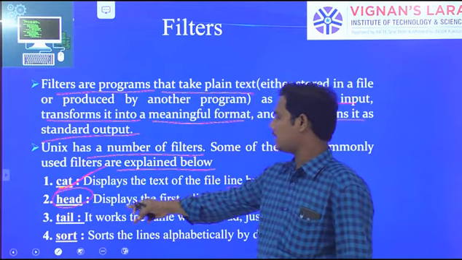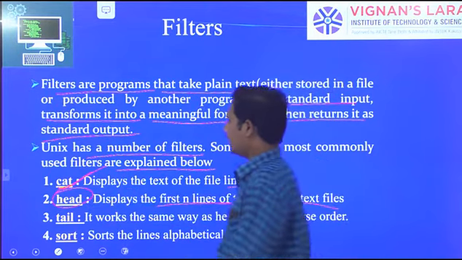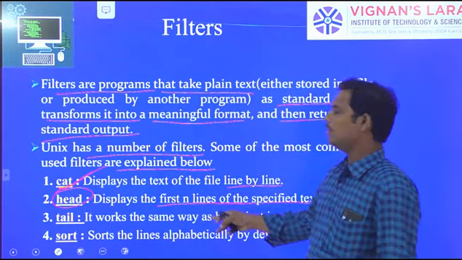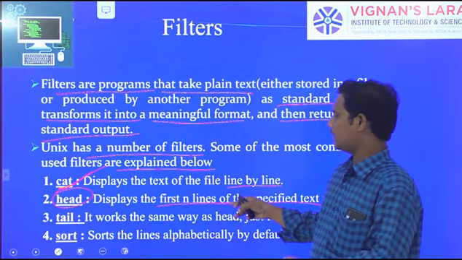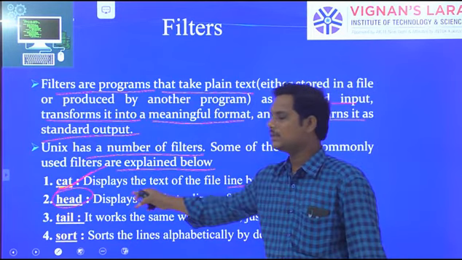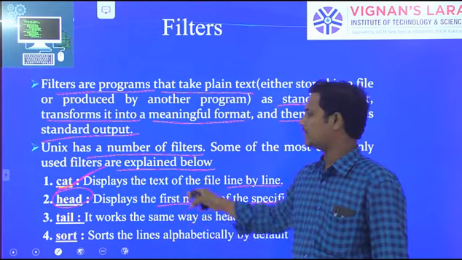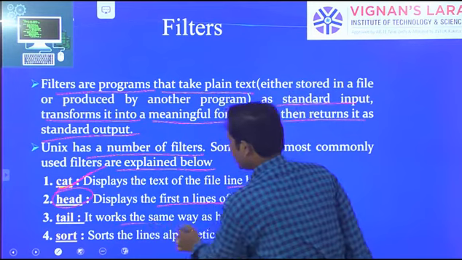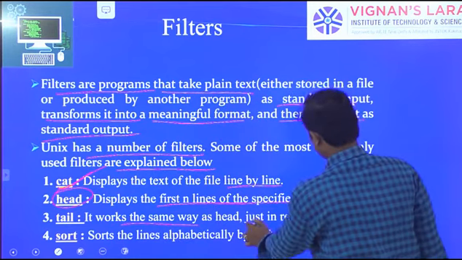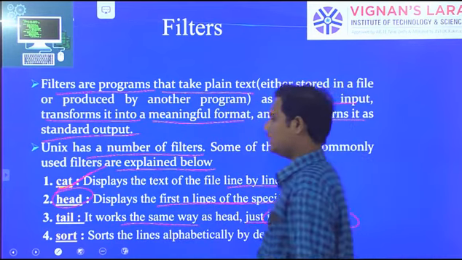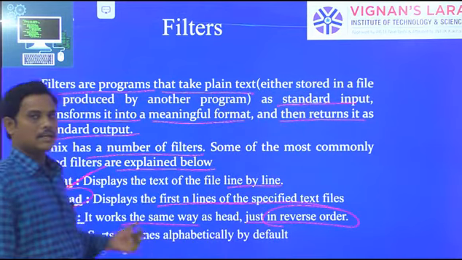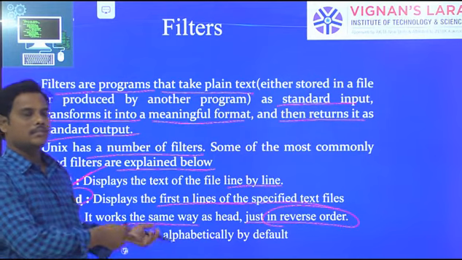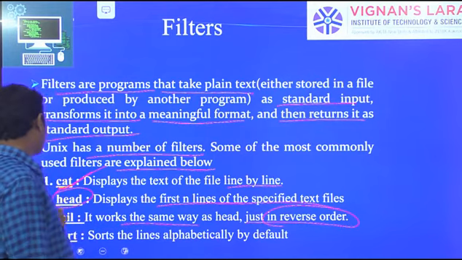The tail command is also called a filter command. Head and tail commands are both filter commands. They display the starting lines and the ending lines respectively. The tail command works the same way as head, but in reverse order. The head command displays the first 5 lines, and the tail command displays the last 5 lines.